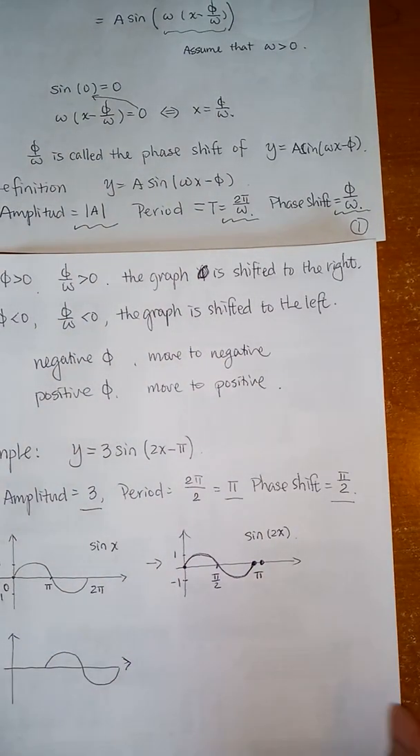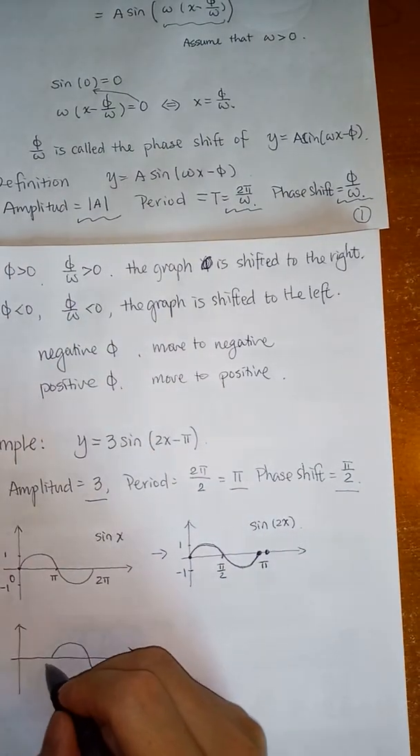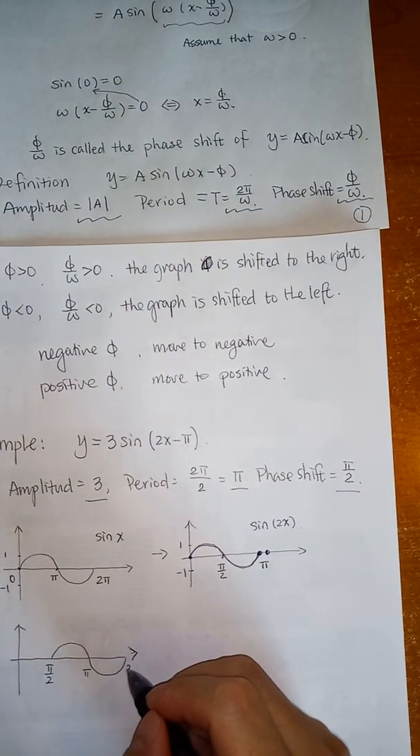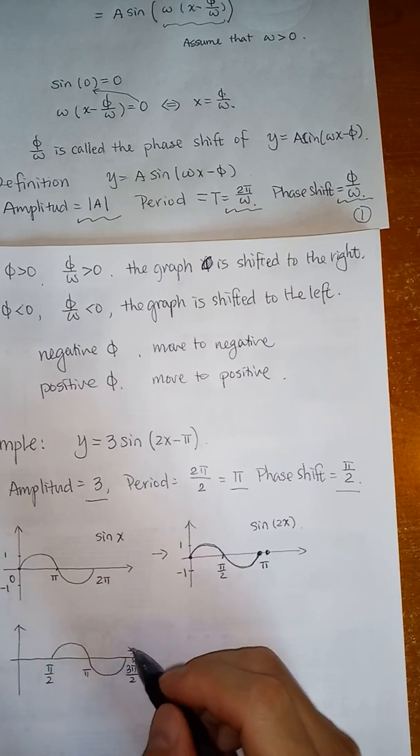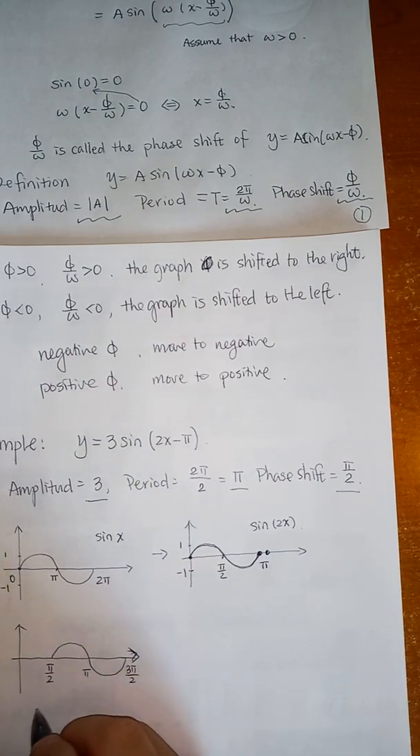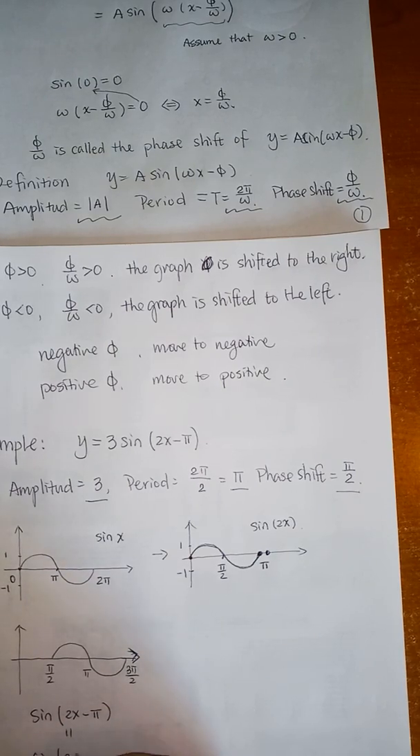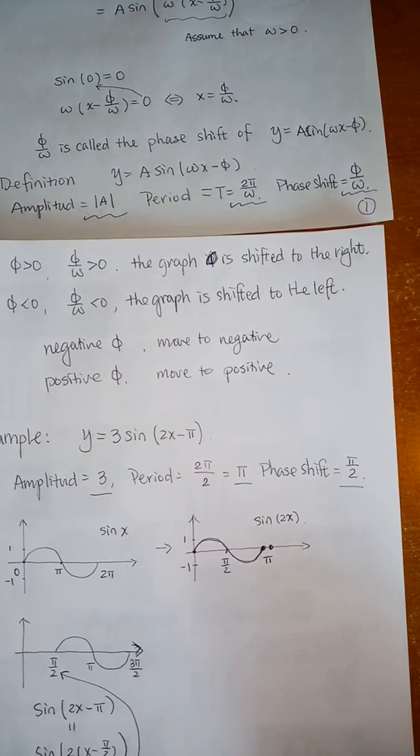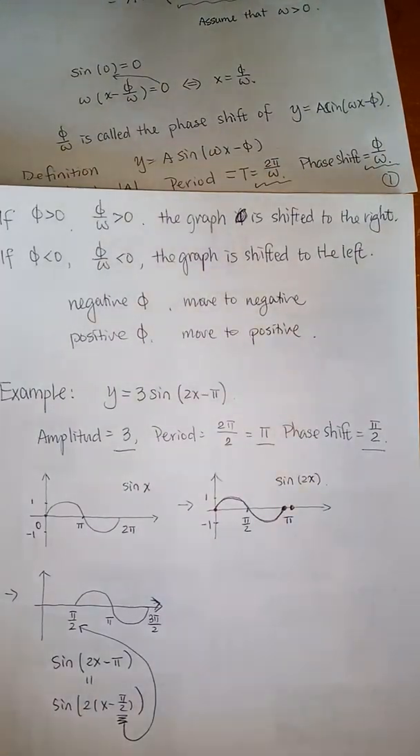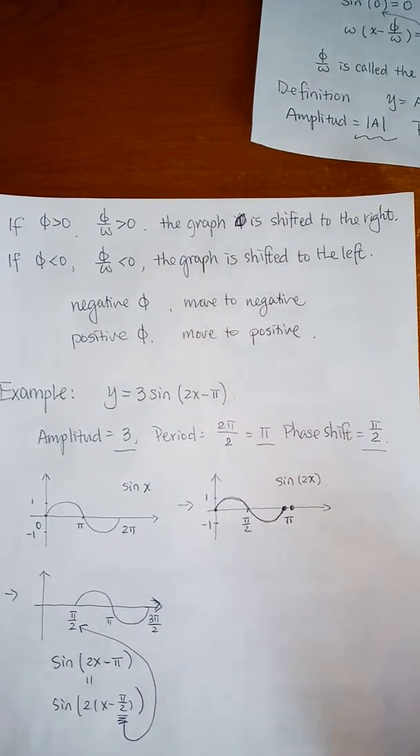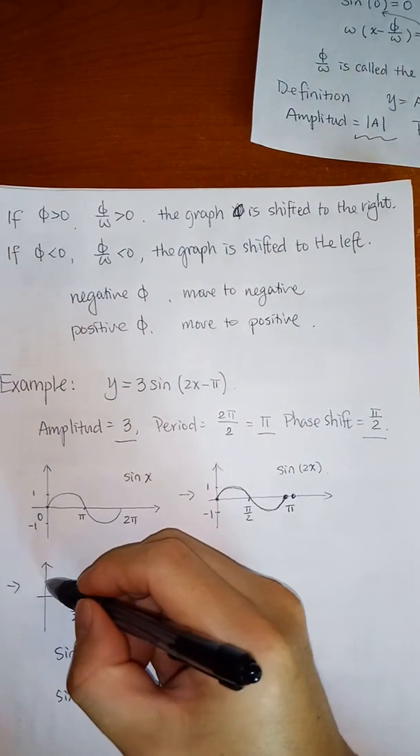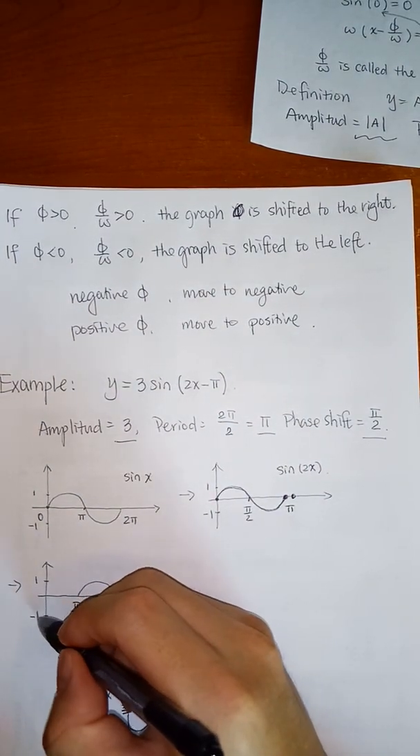Because it's positive, so move to the right. Move to the positive. So you start from pi over 2. This is pi. This is 3 pi over 2. Okay, so this becomes sine 2x minus pi. This is sine 2x minus pi over 2. The same thing. This is the place you get pi over 2. Okay, so same thing here. It's a 1 and negative 1.